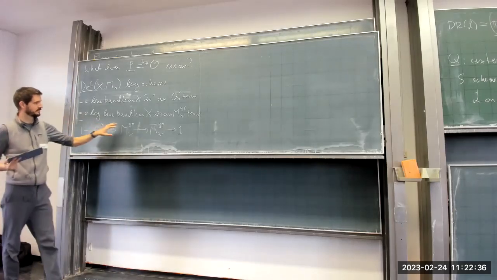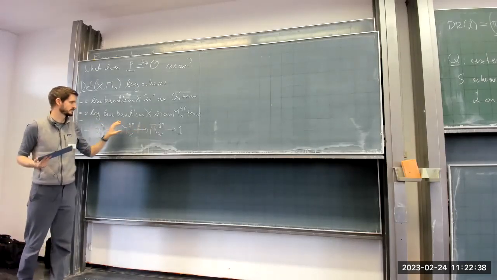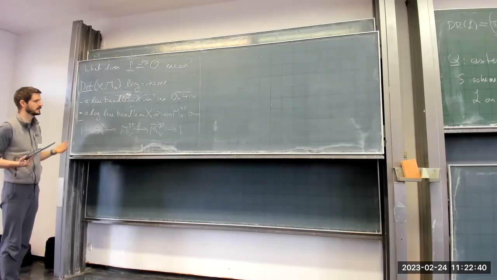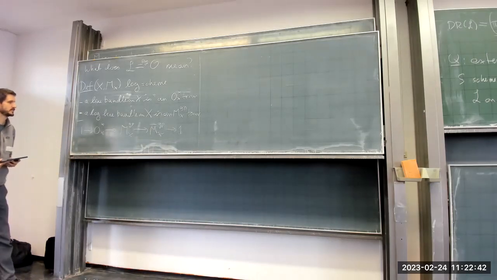By definition, M-bar X is the quotient of M_X by O_X star. And so we get that sequence.